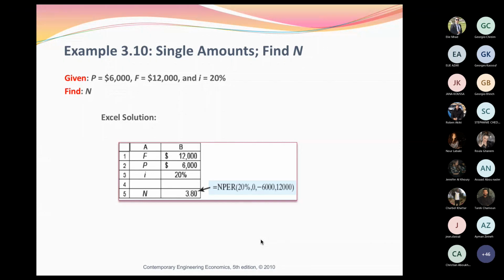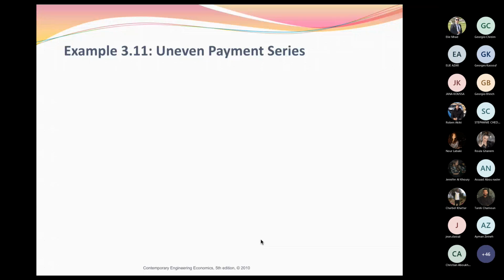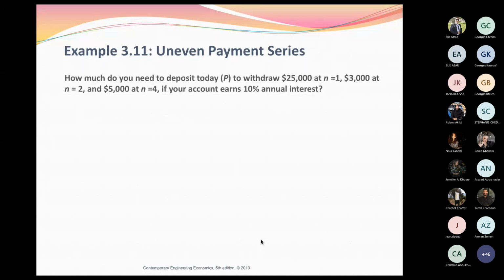This is how we do it in Excel. Rule of 72, I don't like it. Let's do another example, uneven payment series. Read this example for me.